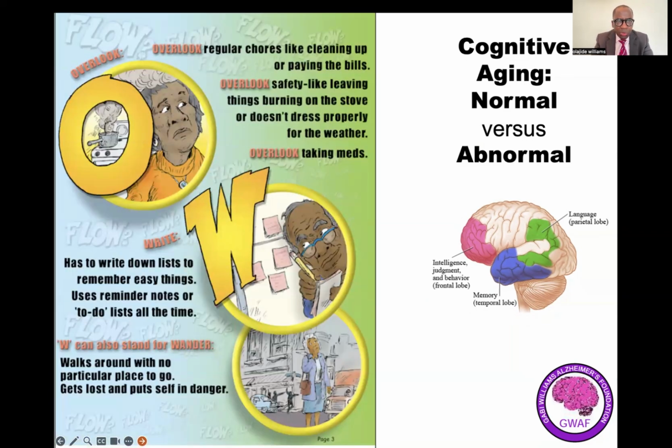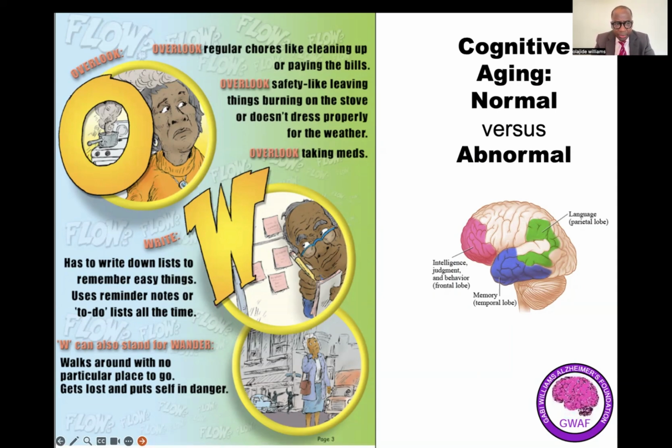O stands for overlook: overlooking regular chores like cleaning up, paying the bills, or even grooming oneself; overlooking safety issues like forgetting the pot on the stove or not dressing properly for harsh weather; and overlooking taking your medication, so the individual forgets to take their medications.